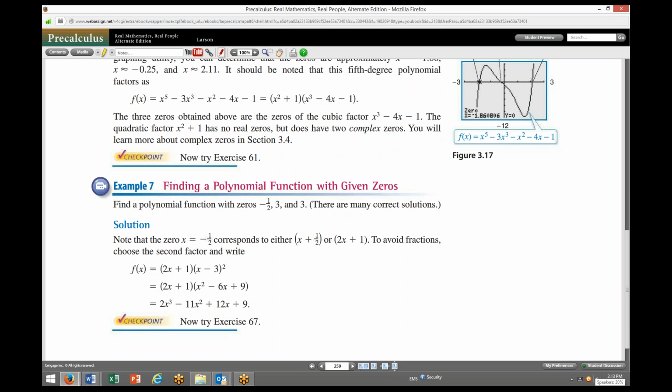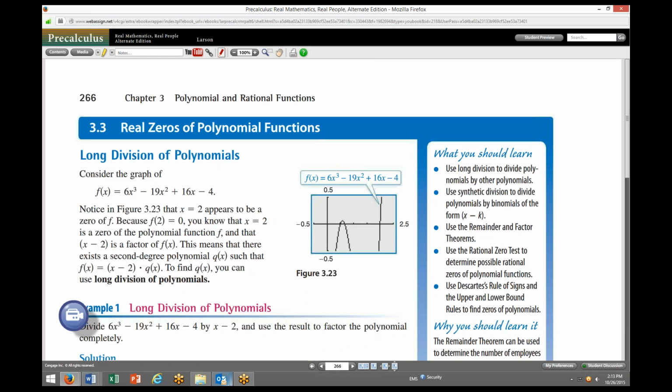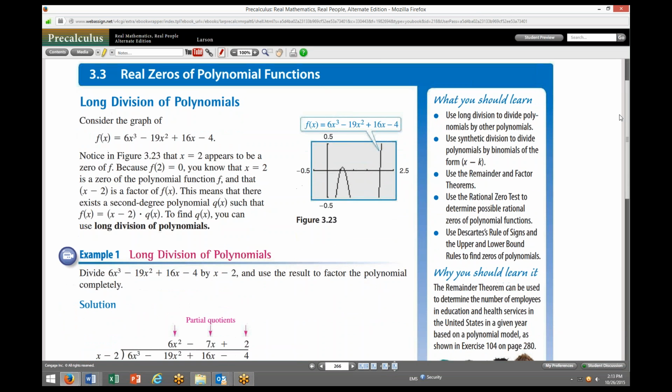So let's move on now to section 3.3. And when we start speaking of something being a factor of a polynomial, then we're really talking about multiplication or its converse operation, the opposite operation of division. And if some number evenly divides into something else, then we say it's a factor of that other quantity.